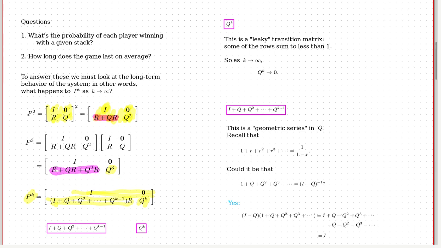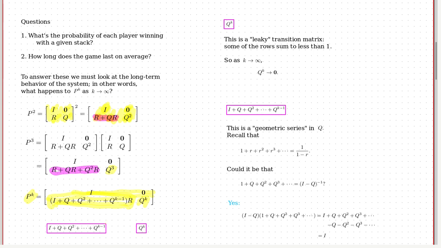And it's a little more convenient to just factor out the r on the right. Of course, with matrix multiplication, you have to be careful to factor things out on the correct side. Since r is a right factor, we have to factor r out on the right. So it's going to be the sum of powers of q times r, right? That's what we get over here.